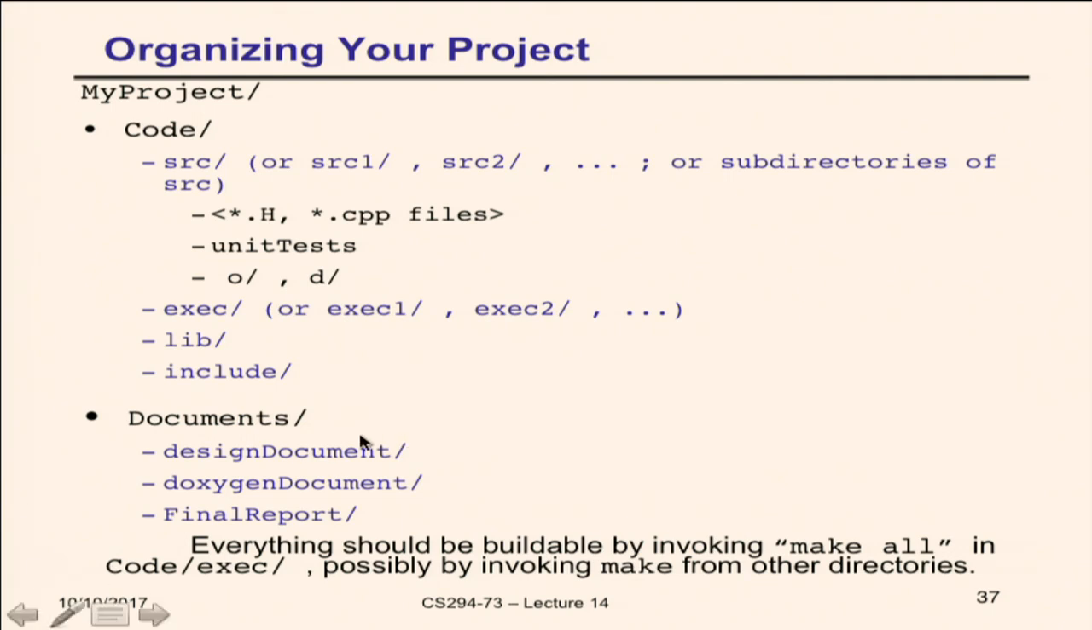Now in your documents directory, you're going to have 3 documents. A design document, which is essentially the documentation that you're producing in these intermediate stages. A Doxygen document, which is your Doxygen header files for the project, and then a final report.